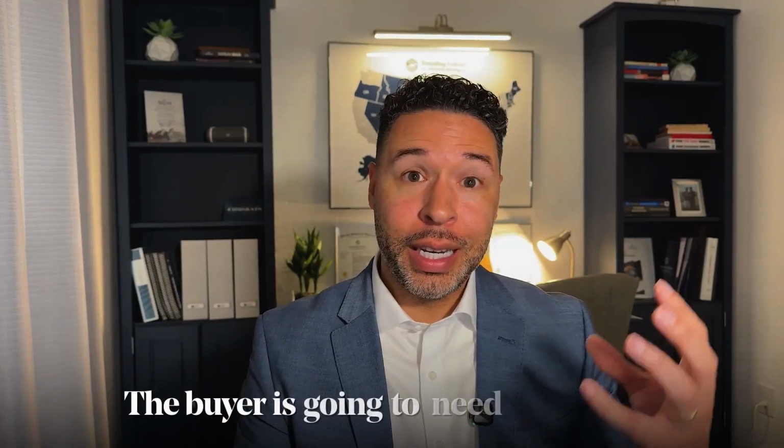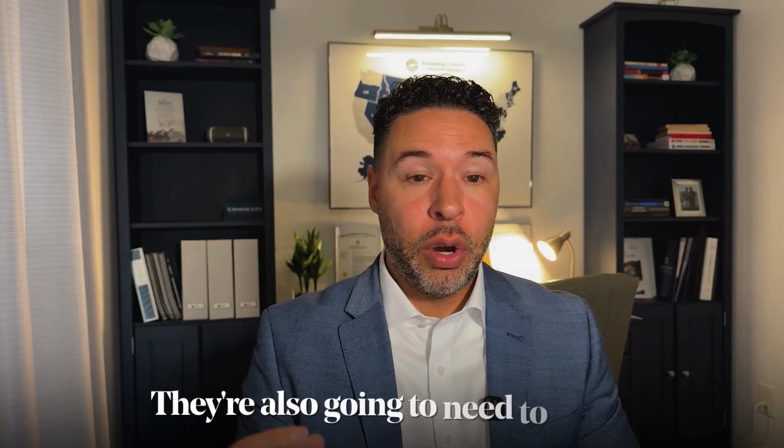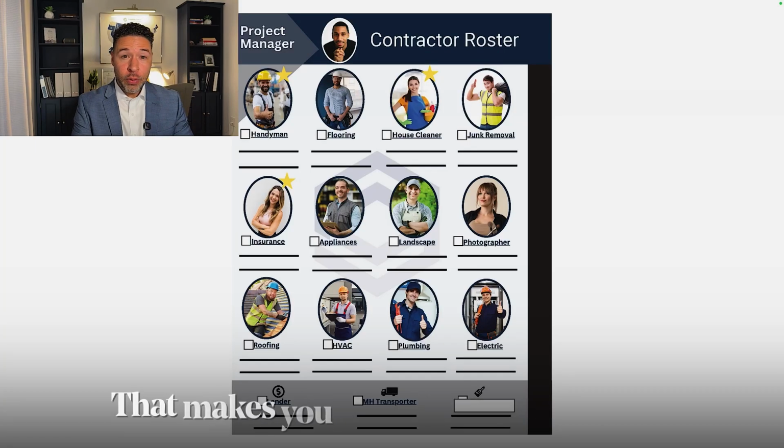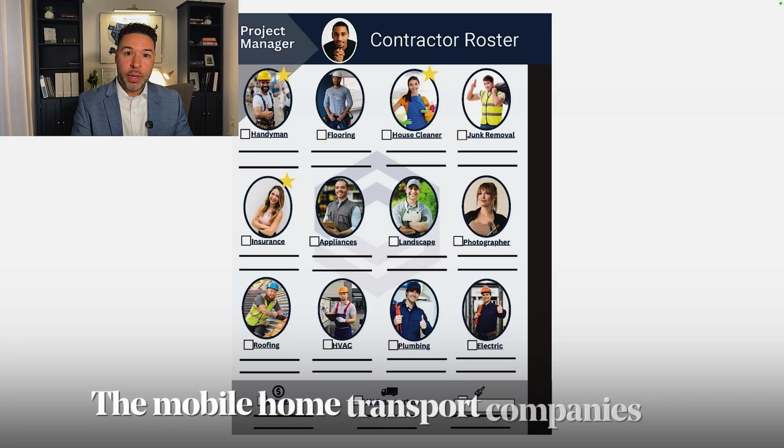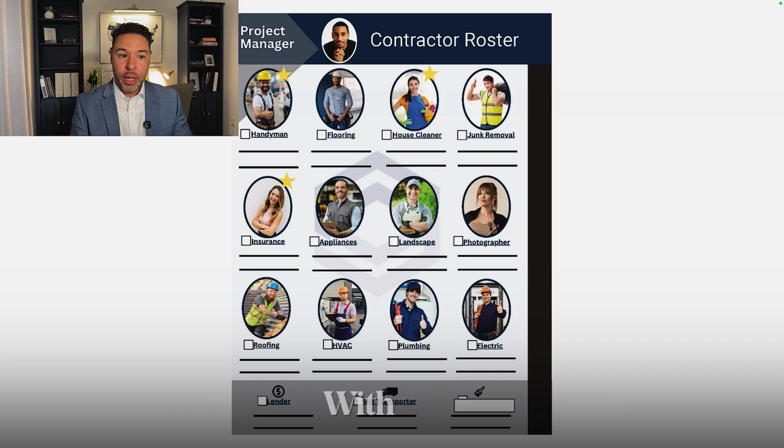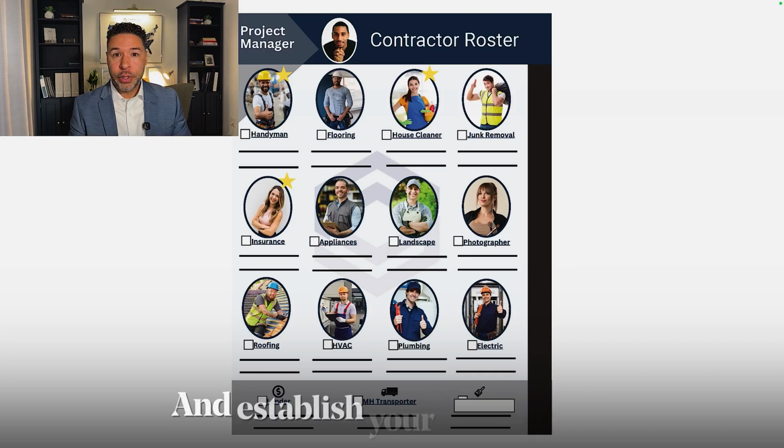The buyer is going to need an estimate. They're also going to need to know how long it's going to take. Usually they have no idea where to find these people. That makes you a very valuable resource if you know who the mobile home transport companies are and you have good relationships with them. So find who's relocating mobile homes in your area and establish a relationship with them.